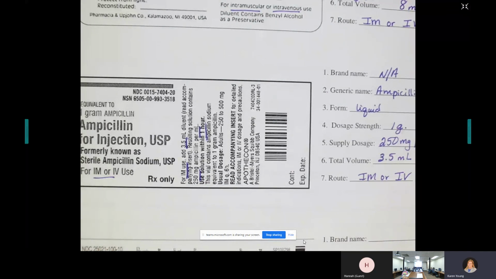Okay. So questions on this? Okay. The more we do of these, the easier they'll get. Once we start calculating dosages, this will be a whole lot easier.